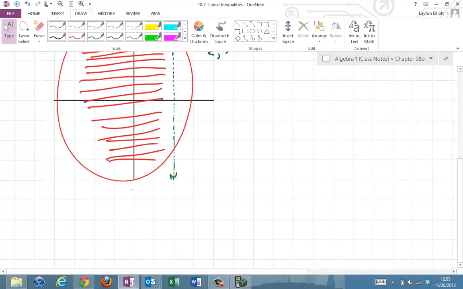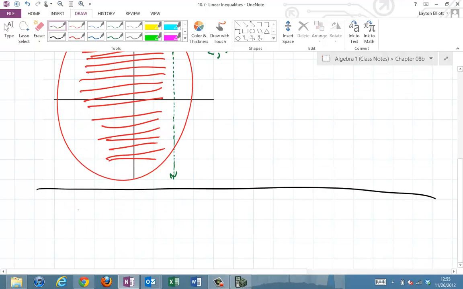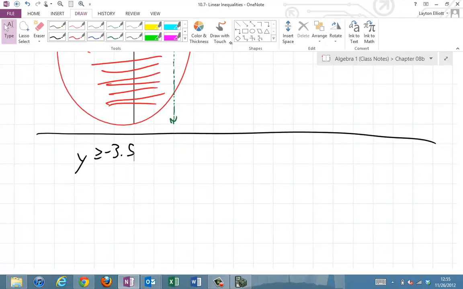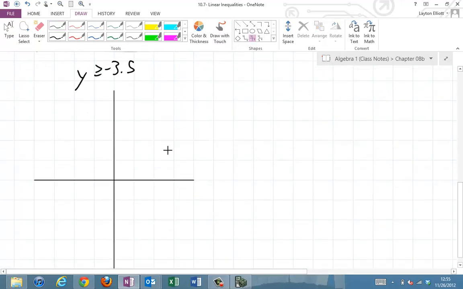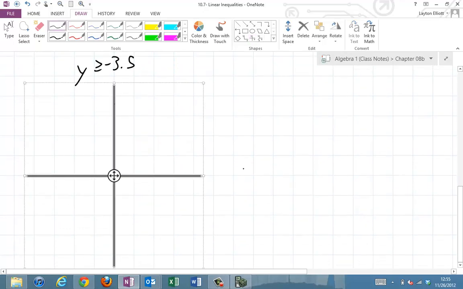So let's do another example of something like this. If I want to graph y is greater than or equal to negative 3.5, I'm going to first graph y is equal to negative 3.5. Much like all x equals are vertical lines, all y equals are horizontal lines. So I'm going to do a horizontal line at 3.5.